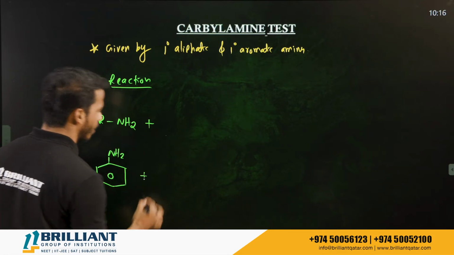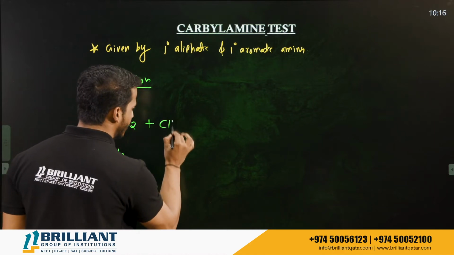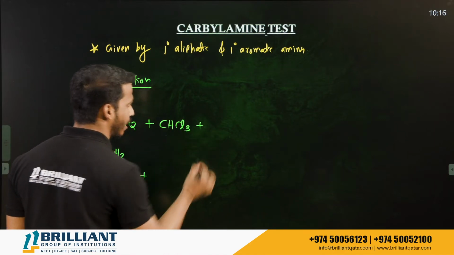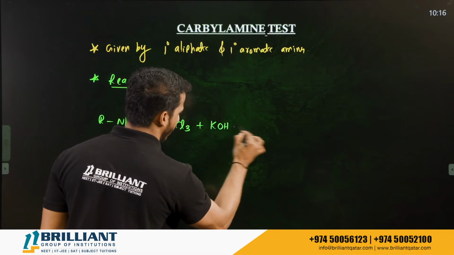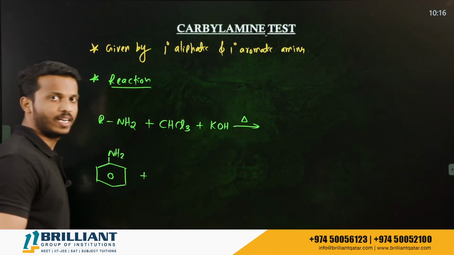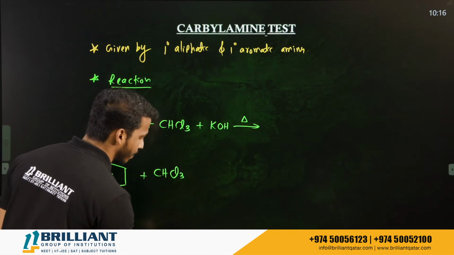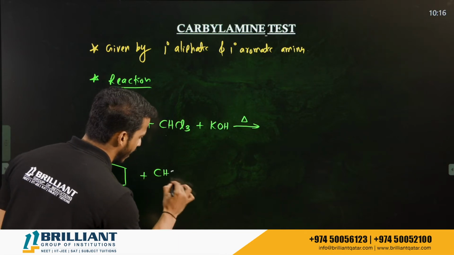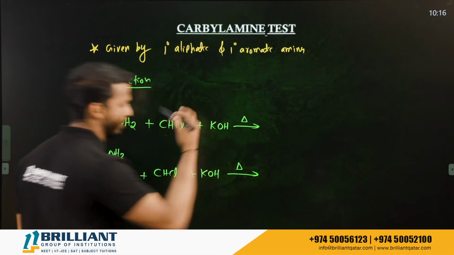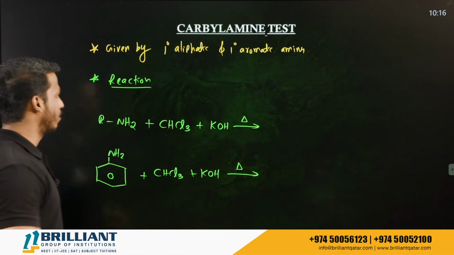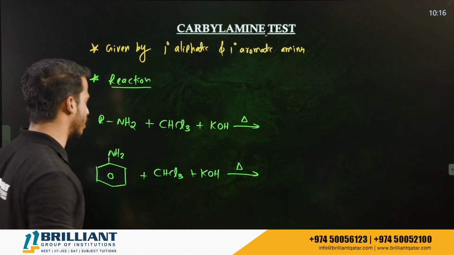Let me react. In the carbylamine test, we are using the reagent CHCl3. What is CHCl3? Chloroform, right? Chloroform in presence of a base, KOH, then heat it. Take your amine and chloroform CHCl3, along with potassium hydroxide as a base, and then heat it. It's a very poisonous one, because chloroform on heating is very dangerous actually.